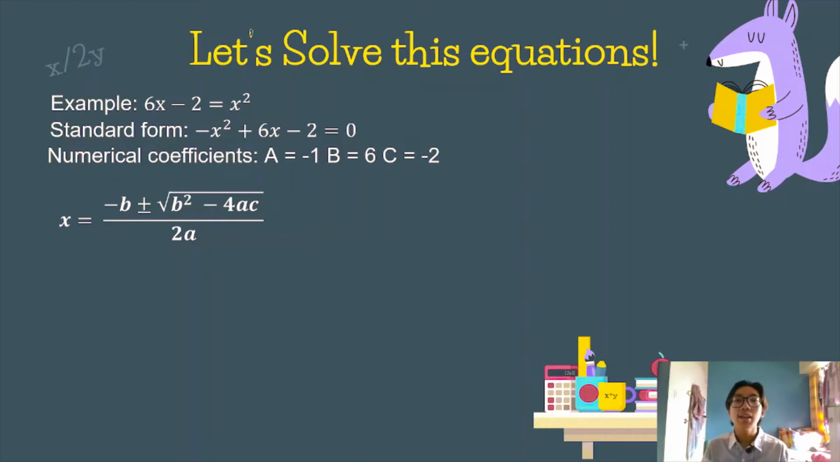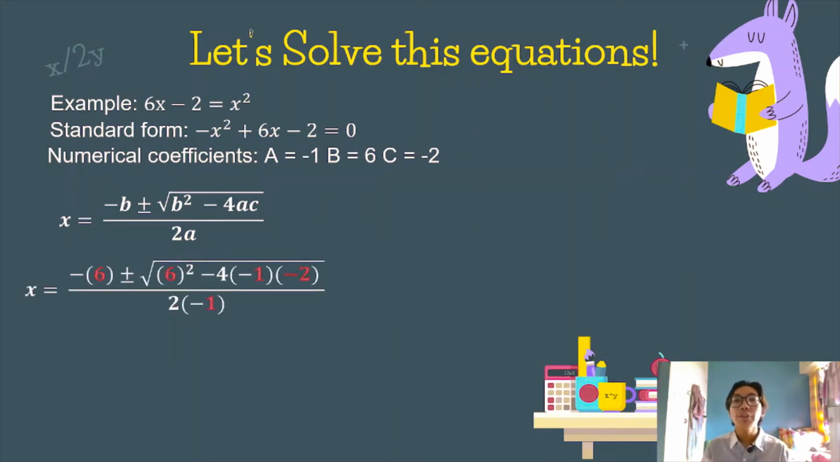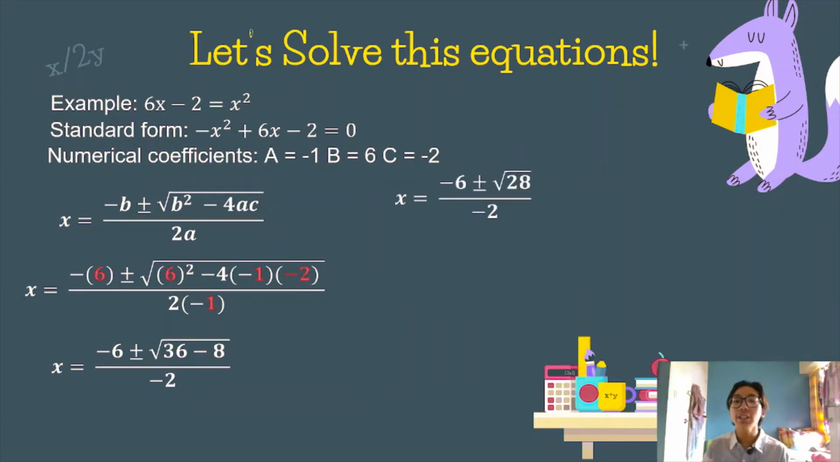Now, for our last example, the standard form is already identified and the values of a, b, and c are also identified. So, we just need to plug them into our formula. After we plug them in, we simplify the expression. It will become x is equal to negative 6, plus or minus the square root of 36 minus 8, all over negative 2. After that, just subtract inside the square root and it will become x is equal to negative 6, plus or minus the square root of 28, all over negative 2.